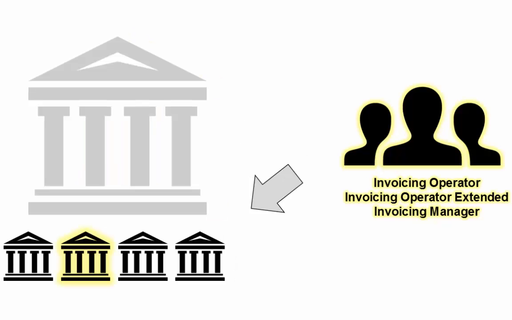Also, the user roles invoicing operator, invoicing operator extended, and invoicing manager can be configured for a specific library. Users assigned to a specific library can manage only invoices associated with that library. Users assigned to the institution can manage invoices associated with any library or with the institution. As with any other library level role, a user can be assigned to multiple libraries by adding a role for each library. Existing users before this change are associated by default with the institution.